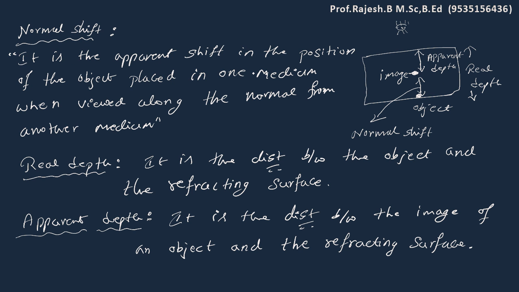And this is the next one, normal shift. It is the apparent shift in the position of the object placed in one medium when viewed along the normal from another medium. So here is the object, but it appears to be shifted somewhere here near to the surface. So a shift from the object to image is called normal shift. Real depth is the distance between the object and the refracting surface. Apparent depth is the distance from the surface to the image.